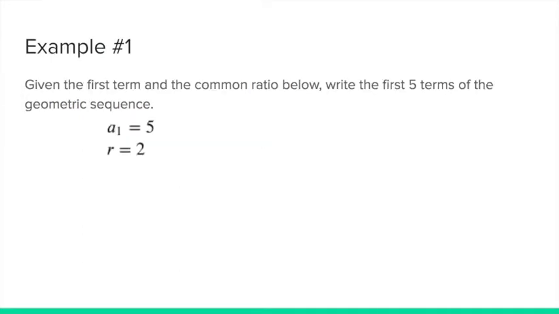So here we have given an a1, a first term of 5, and a common ratio of 2. We can write out the first 5 terms of the sequence. The first term is 5, that's given to us, so that's pretty easy. Then to get the second term, we just multiply by 2. So that would give us 10, and then multiply by 2 again, multiply by 2 again, multiply by 2 again. So 5, 10, 20, 40, 80 would be the first 5 terms of this geometric sequence.